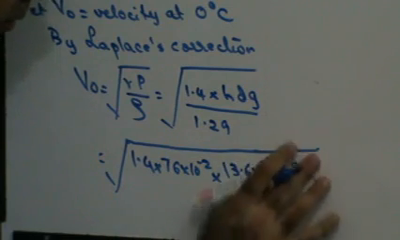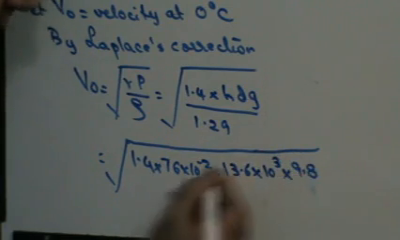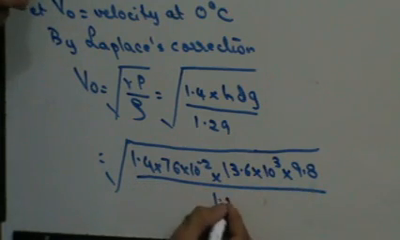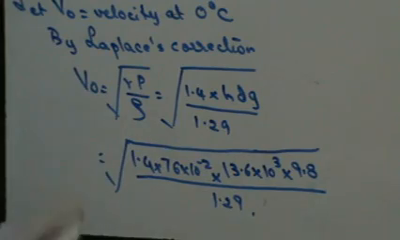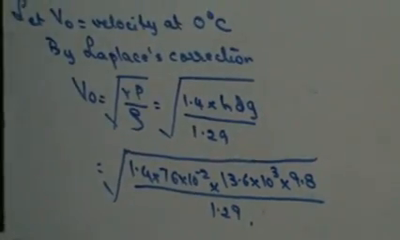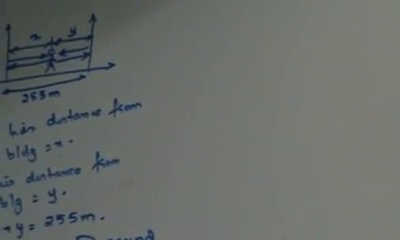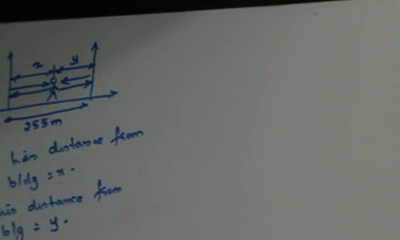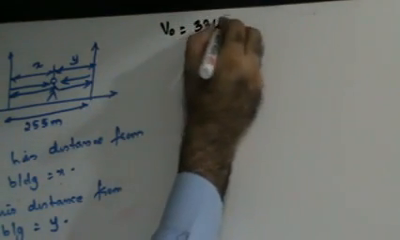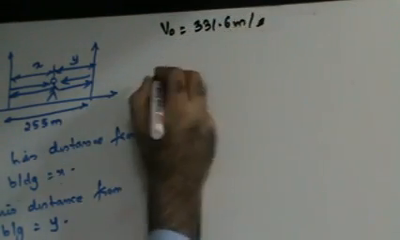We know that gravitational acceleration is 9.8 meters per second square, upon 1.29. This will give you the velocity of sound in air at 0 degrees. When you solve this, you will get 331.6 meters per second. V0 is 331.6 meters per second.